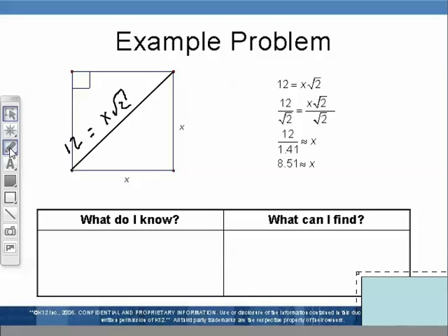Where does this come into play? There's a lot of televisions that are advertised that are square televisions. They say, well, they're a 12-inch television. That's a 12-inch diagonal. And if you take 12 divided by the square root of 2, you get 8.5 inches. So it's only 8.5 inches wide on every side.